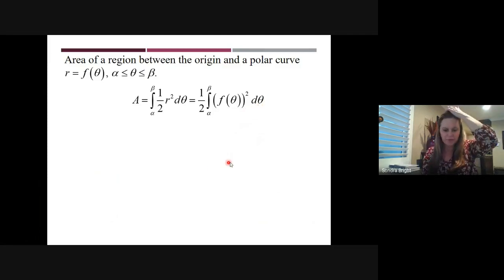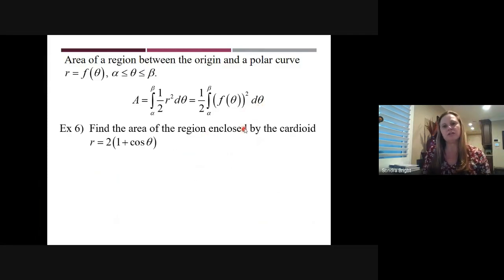Let's do an example where we want to find the area of the region enclosed by the cardioid r equals 2 times the quantity 1 plus cosine of theta. So that's not written how you're used to seeing it. You're used to seeing it with the 2 distributed. So your book gives it like this. You're going to distribute that 2 in there. Here's what you're used to seeing, right?